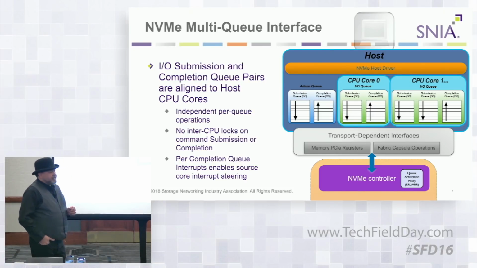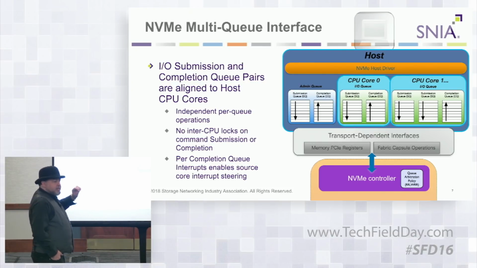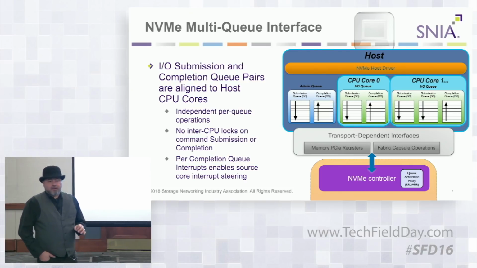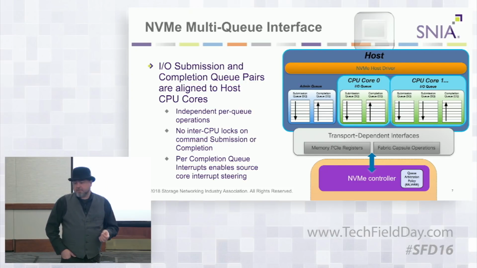Okay? What NVMe does, though, is it creates a relationship between the actual storage target, which in this particular case is identified as an NVMe controller, and the actual host itself. And we do that by establishing what are called Q pairs. Now, there are three basic types of Q pairs. Well, there's really two, and then one of them is split into two different parts.